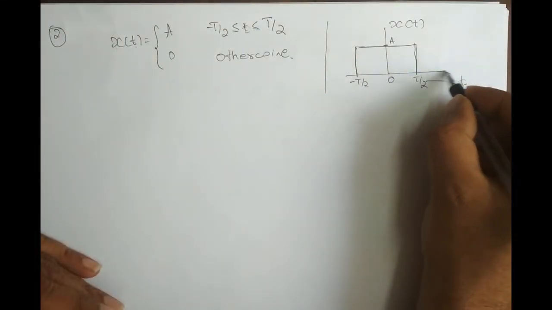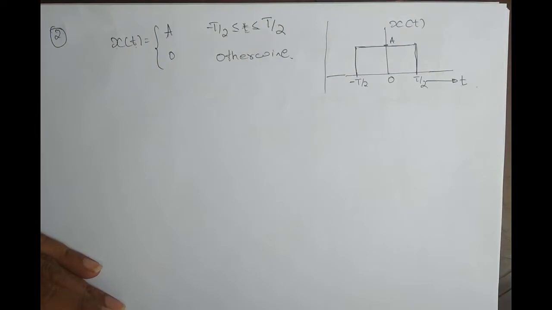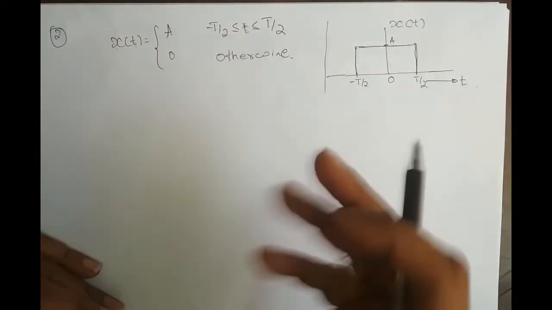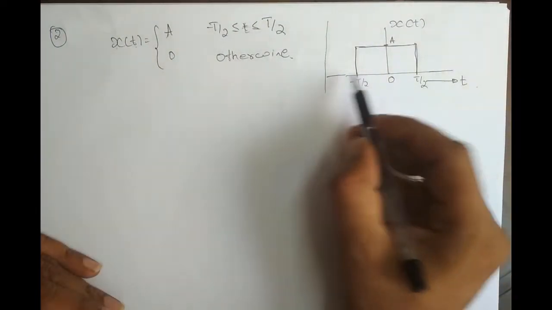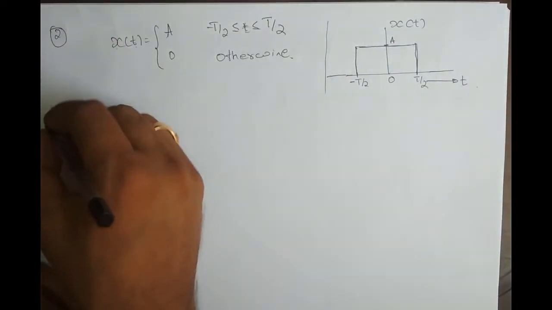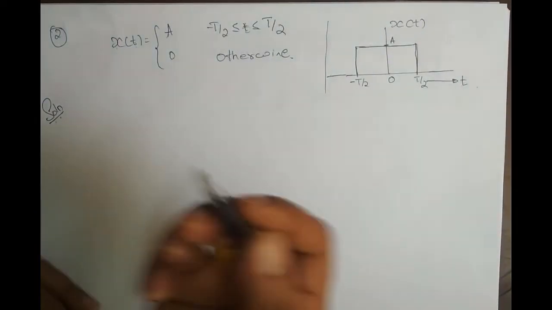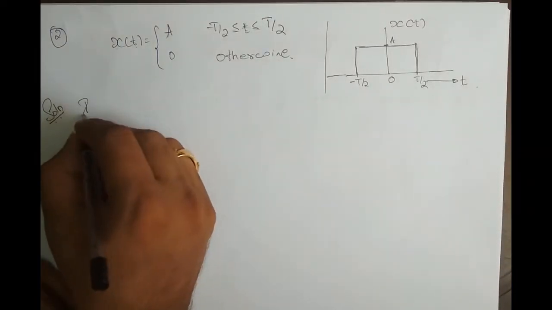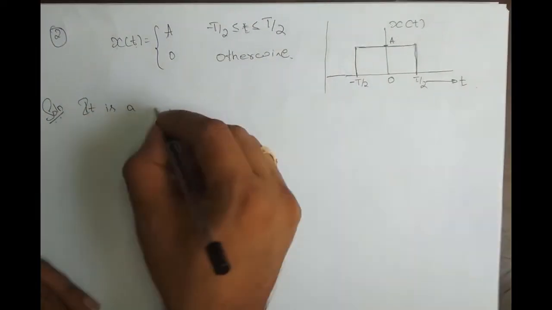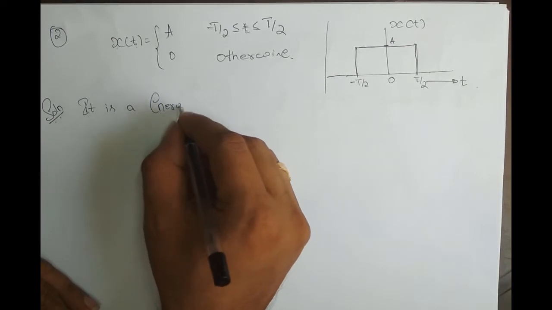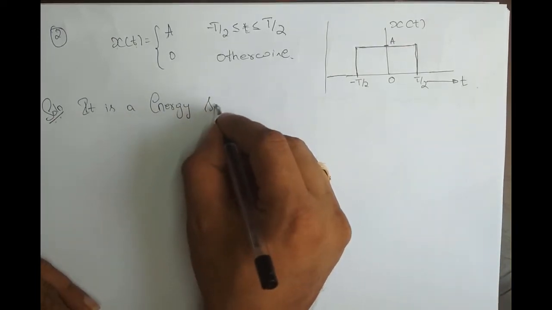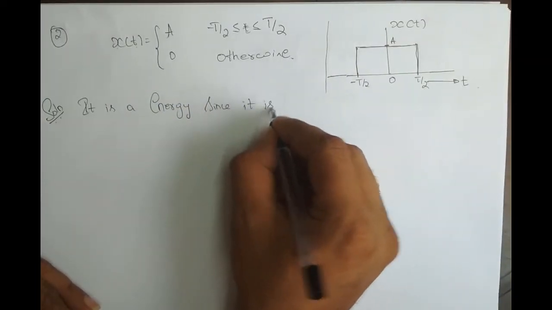So is this signal periodic? No, right? Because it is not repeating itself for a particular time interval, correct? So it's a non-periodic signal. So in the solution, first I have to check whether it is periodic or not, whether it is an energy signal or a power signal. So it is an energy signal, since it is non-periodic.